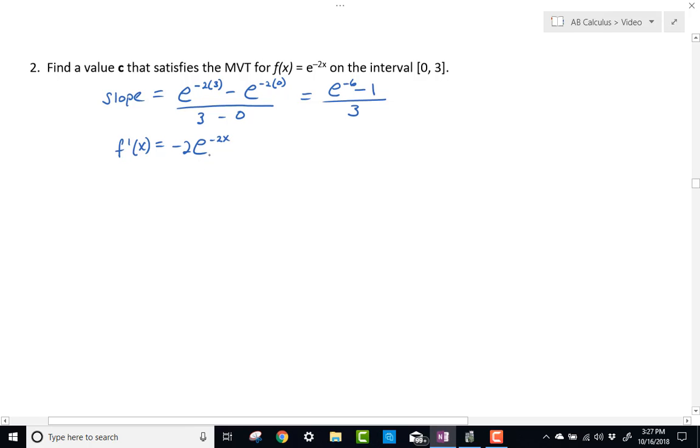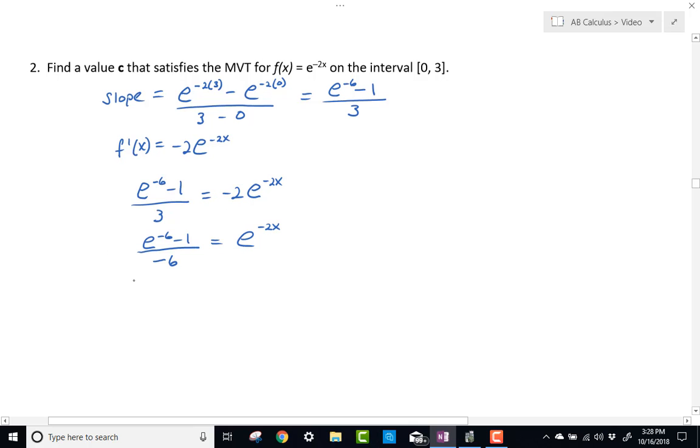So there's my derivative. I need to take that derivative and set it equal to this number right here. So here we go. (e^-6 - 1)/3 equals -2e^(-2x). First thing I'm going to do is divide out -2 on both sides, so I now have (e^-6 - 1)/-6 equals e^(-2x). Then I'm going to have to log both sides of this.